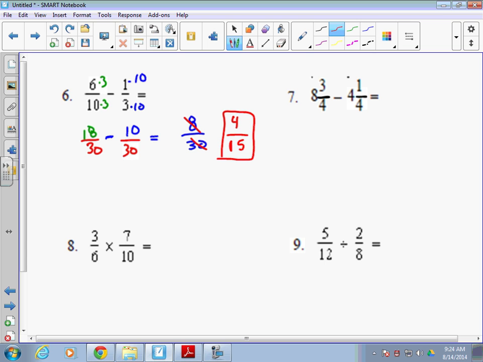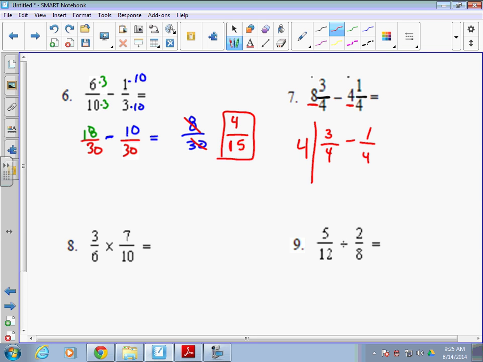Now, with number 7, you have mixed numbers. You can do it 2 different ways. Here's one way to do it. You can say the whole number's 8 minus 4 and get 4, and then take the fractional parts, if you want to just draw a line and see them different, 3/4 minus 1/4. Then it becomes a problem just like the one we had a minute ago.